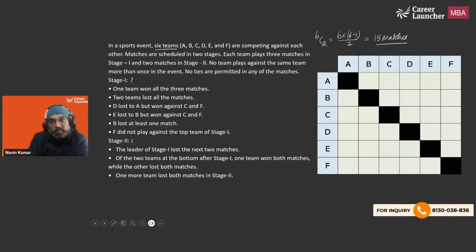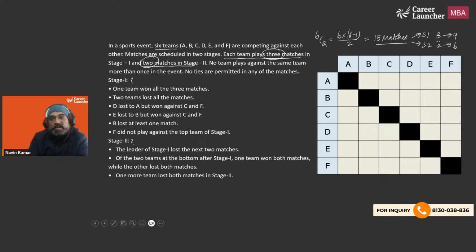Now, these 15 matches are classified into 2 rounds or 2 stages, stage 1 and stage 2. In stage 1, it says each team plays 3 matches, and in stage 2, 2 matches. So 15 matches, we need to divide them in the ratio of 3:2. That is one way to look at it. So 15 when divided in the ratio 3:2 will become 9 matches and 6 matches.